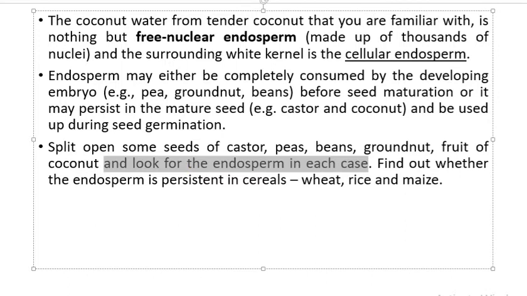Now, some examples of non-albuminous seeds are beans, pea and groundnut, whereas the examples of albuminous seeds are wheat, maize, castor, coconut, sunflower. So, in case of wheat, maize, castor, coconut, sunflower, residual endosperm is present, whereas in case of beans, pea, groundnut, the endosperm is used up and it is not present.